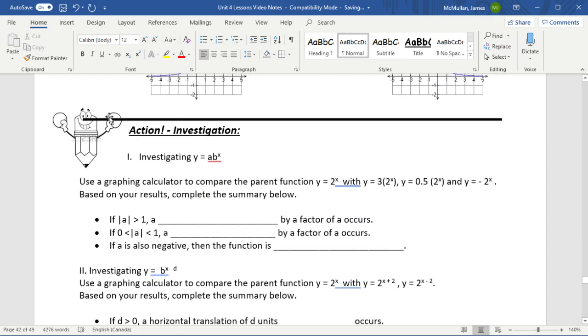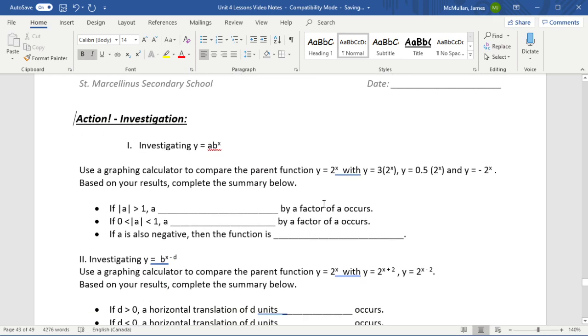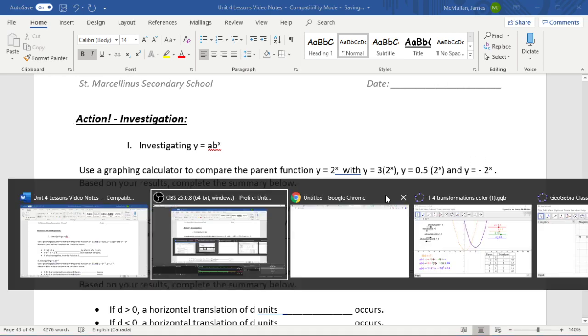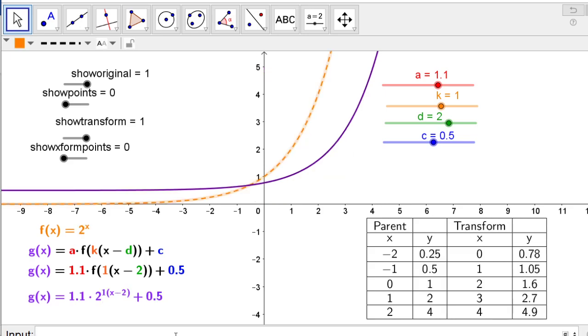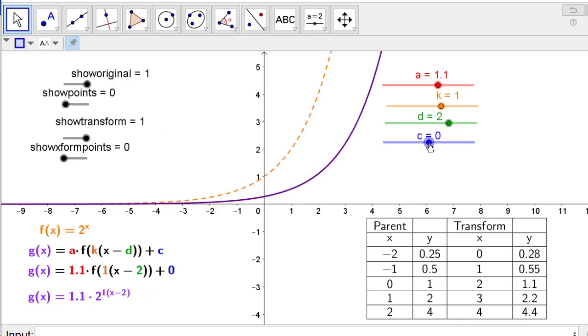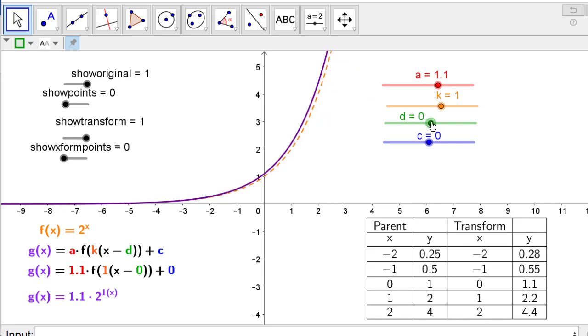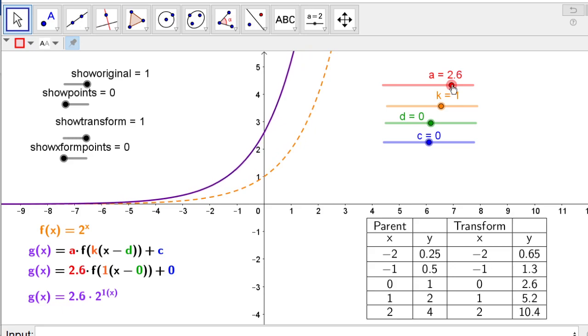Now, when you go to stretch these things and use all these different values, we're going to compare 2 to the x with 3 to the 2x and 0.5 and so on. We've already talked about this one, but let's quickly go back over it. So I'm going to change my f of x function to 2 to the power of x. Now my c value is 0, my d value is 0, my k value is 1, and I'm supposed to adjust my a value.